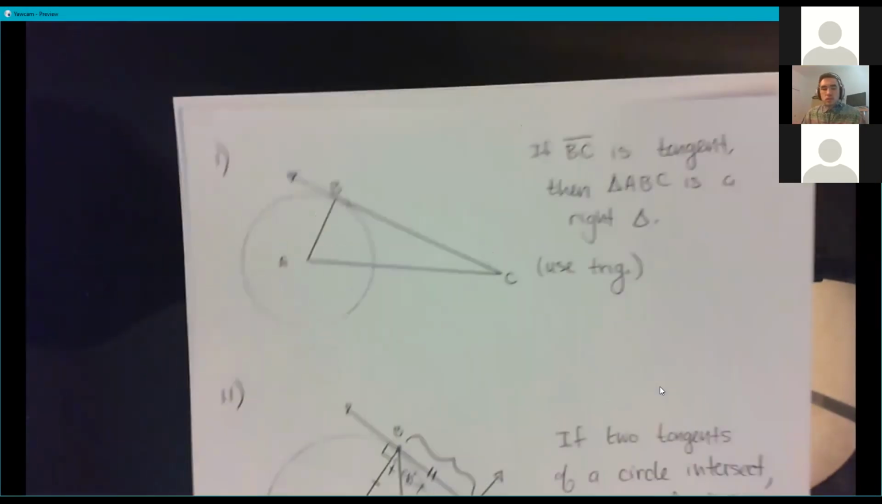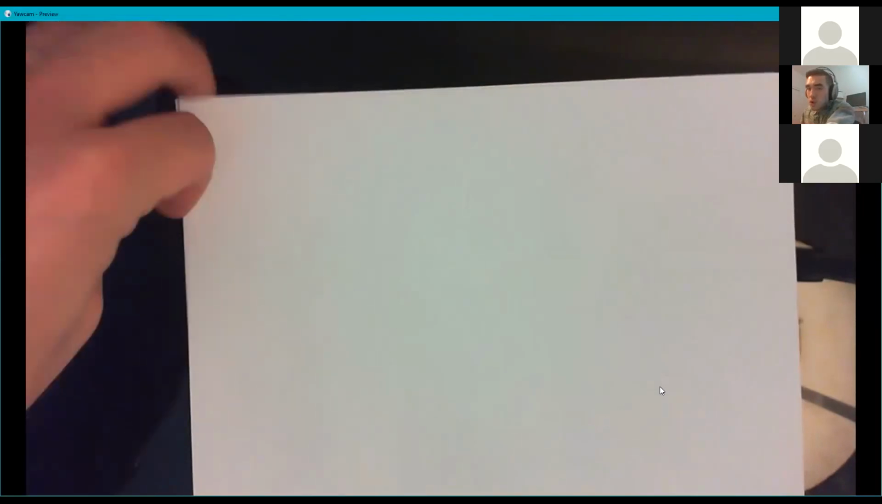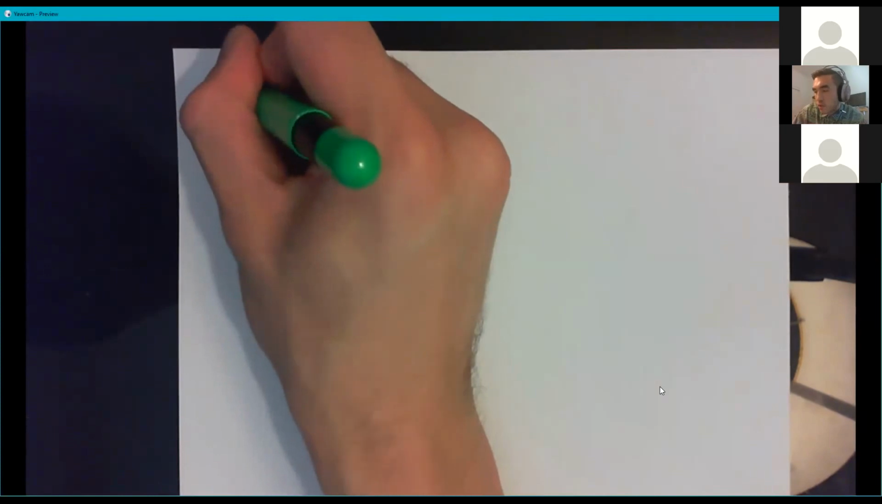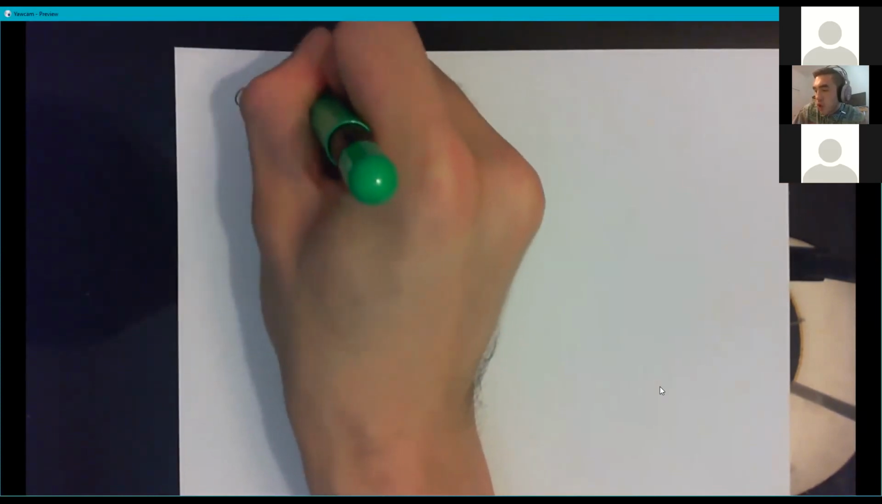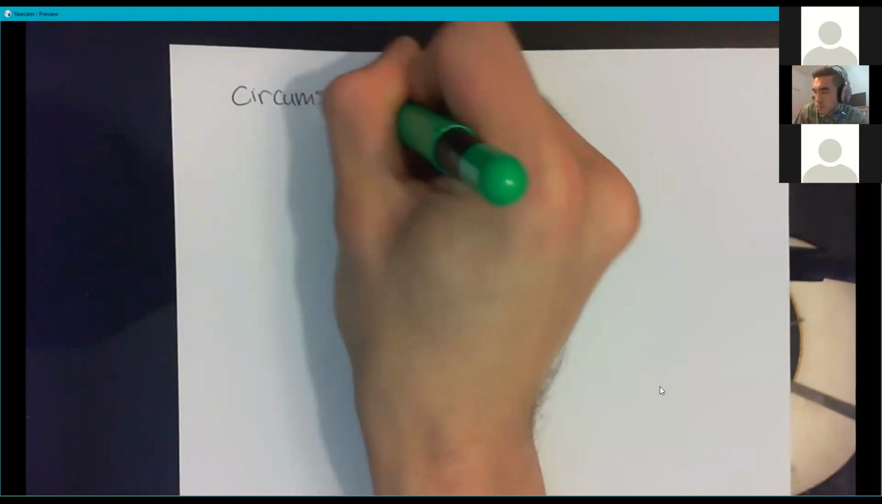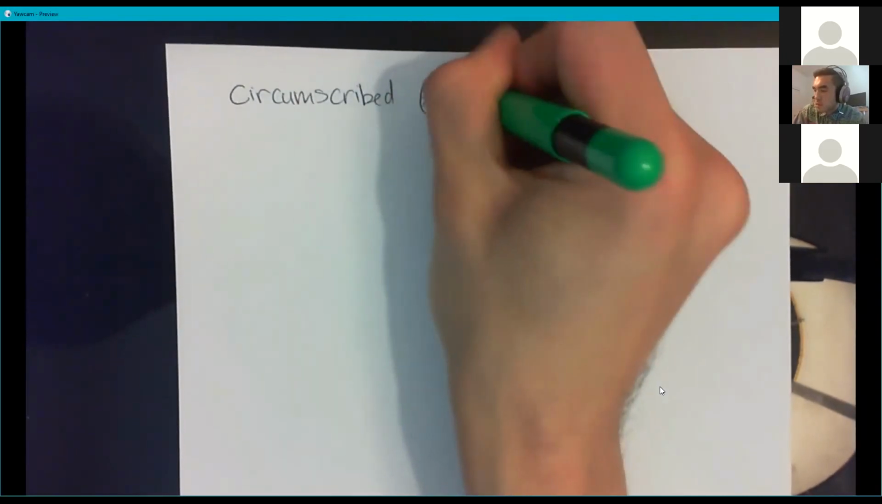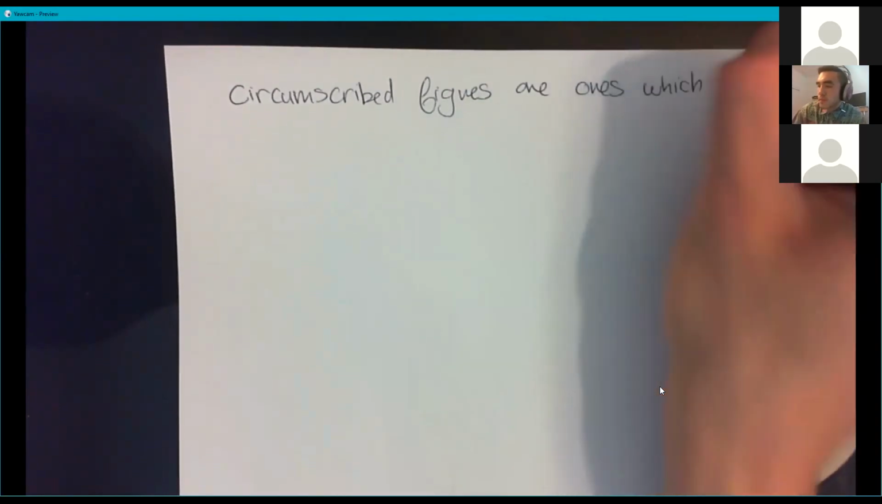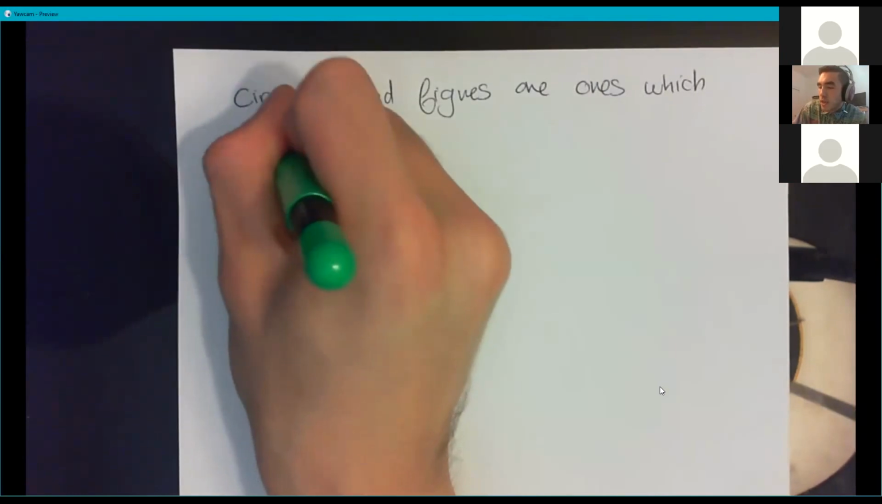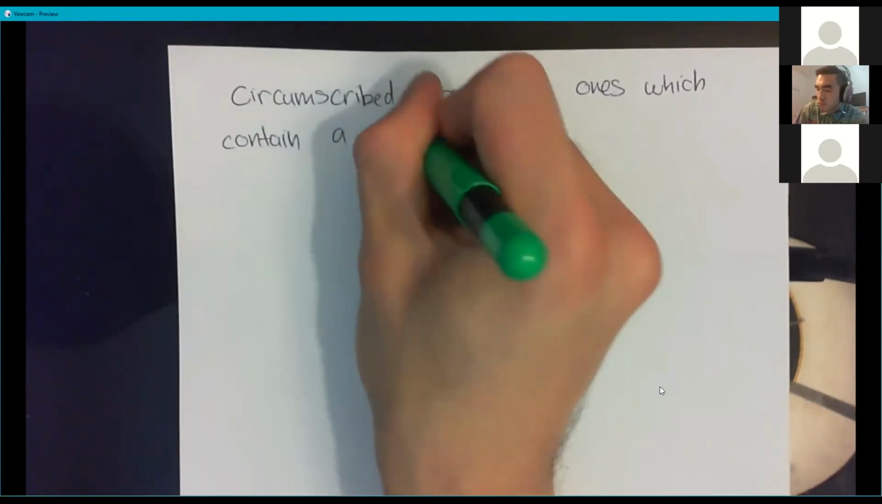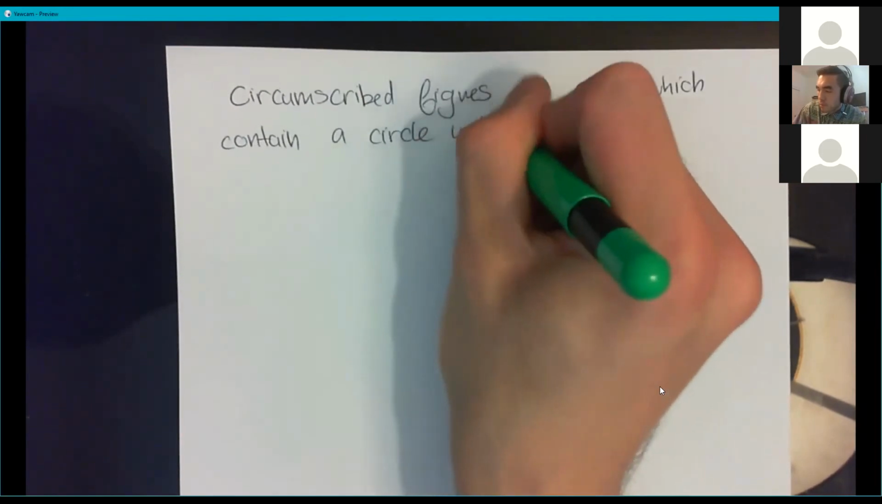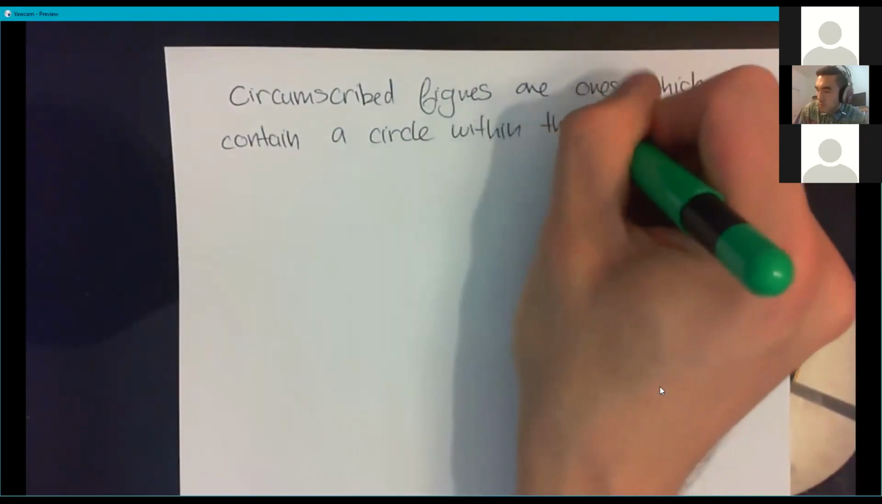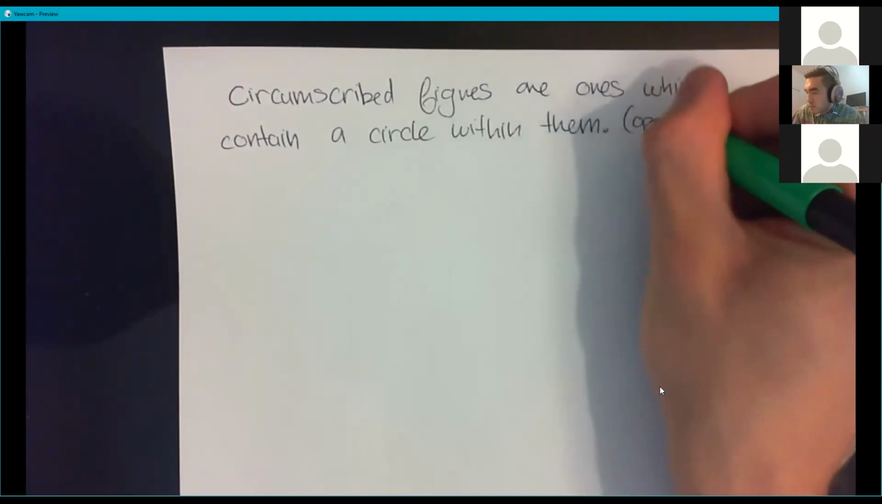And so what this leads to is that before we had the word inscribed, which means a shape is trapped inside of a circle. However, we can now have the opposite of that. We can have circumscribed figures. Circumscribed figures are ones which contain a circle within them. It is the opposite of inscribed.